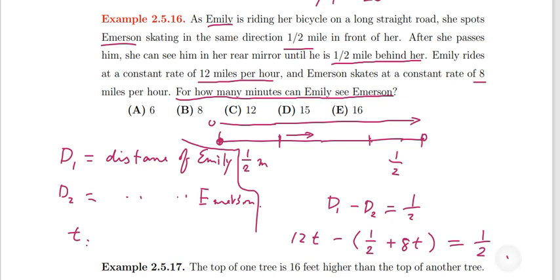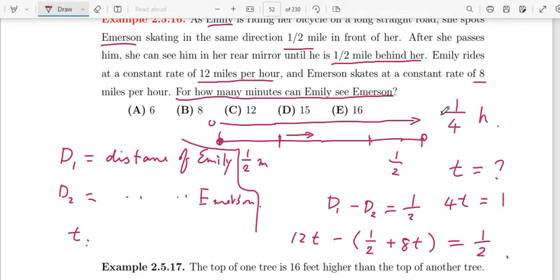So from here we can easily find t. Just solve this equation, so 4t equals 1, moving this half to the other side, so t equals 1 over 4. This 1 over 4 is 1 over 4 hour. We need to change the hour to minutes. I think it's 15 minutes, right?